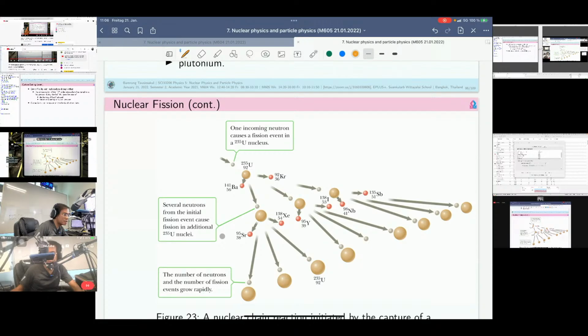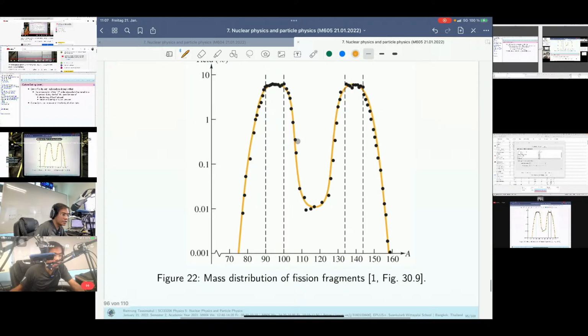The uranium, but it may not turn out to be barium or krypton. It could be any other daughter nuclei according to this distribution. It may not be barium and krypton. It could be any combination of the black points here.